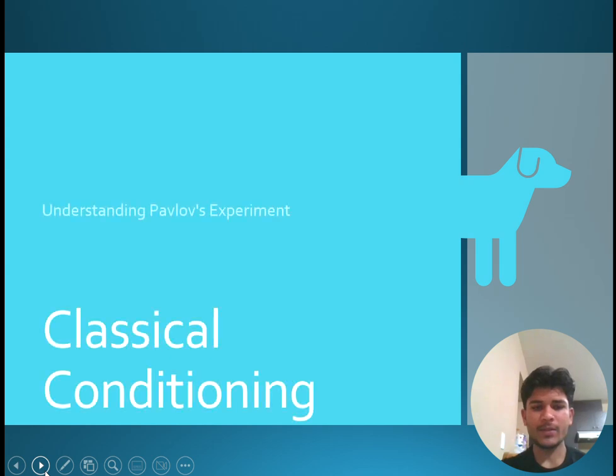Before starting my presentation, let me clarify what the term classical conditioning actually means. Basically, it's a type of learning where an organism associates two stimuli, which results in a learned response. In other words, different stimuli are associated with each other in order to produce a conditional response.